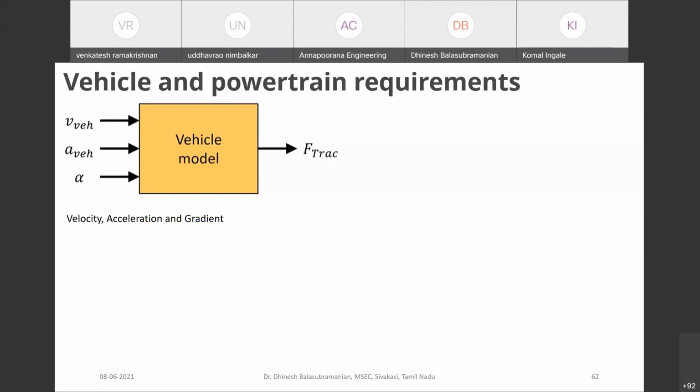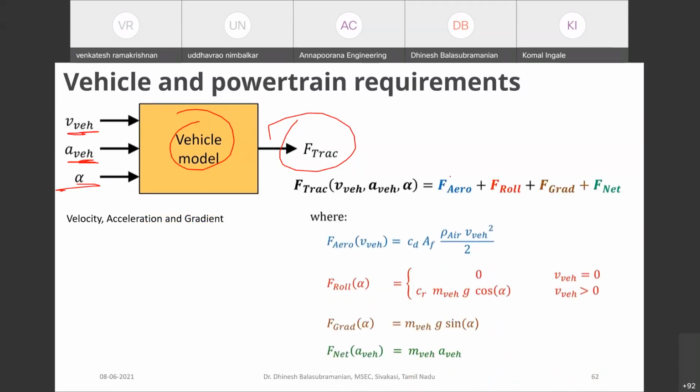vehicle tractive force. So if you try to place a model in MATLAB or any other tool, the total tractive force can be calculated by vehicle acceleration, vehicle velocity, and the gradient. So you need to take into account the aerodynamic force, the rolling resistive force, the gradient force, and the force that you are going to give opposing all these parameters.